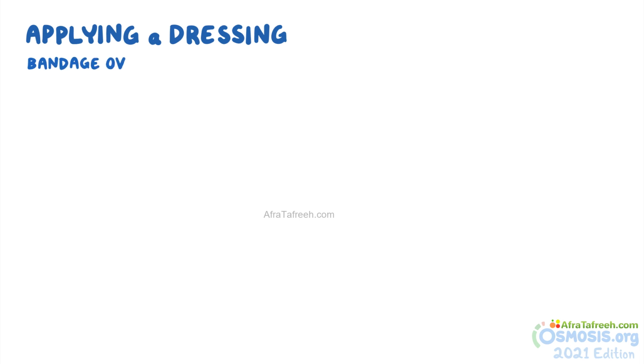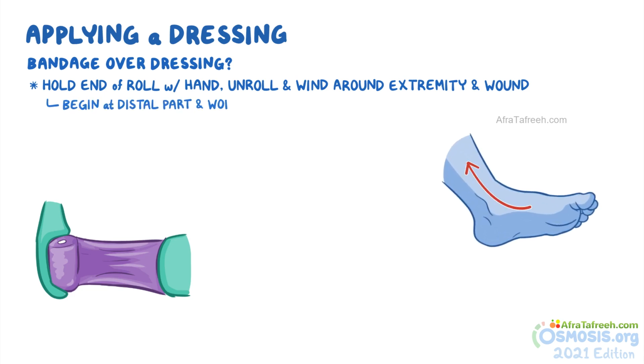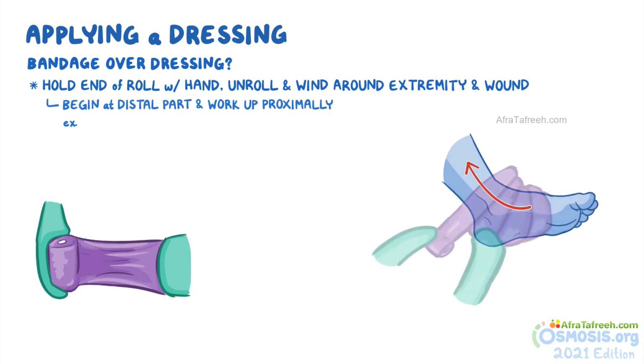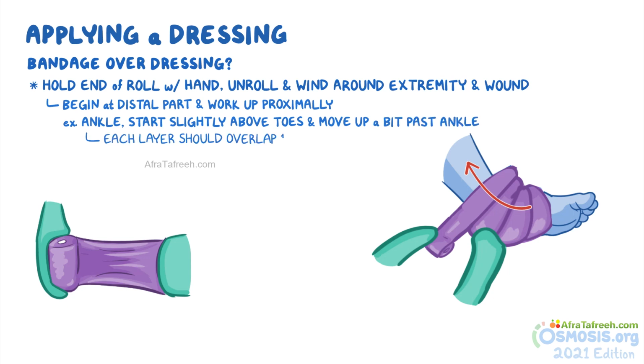If applying a bandage over a dressing, hold the end of the roll with one hand as you unroll the bandage and wind it around the extremity and around the wound. Begin at the distal part of the extremity and work your way up proximally. For example, if wrapping the ankle, start slightly above the toes and move up and a little bit past the ankle. Each layer should overlap the previous layer by about 1/2 to 1/3 of the bandage width.